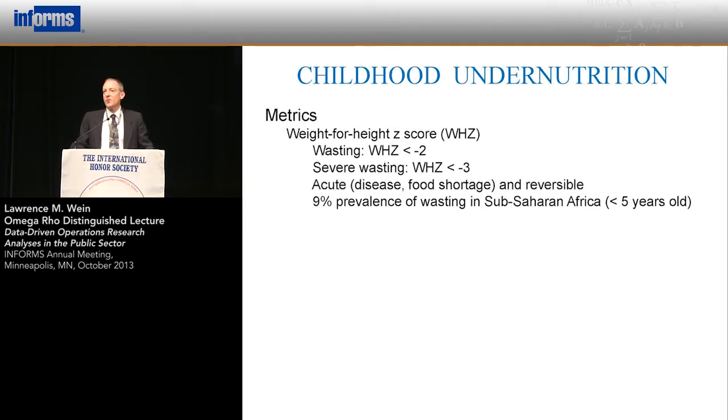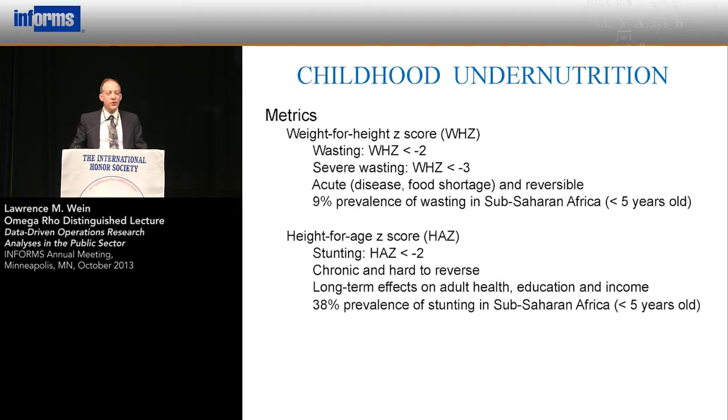And it's a z-score, from a normal table, so it tells you how many standard deviations above or below the mean you are. It turns out if you're more than 2 standard deviations below the mean in skinniness, it's called wasting. And if you're more than 3 standard deviations skinny, it's called severe wasting. This is typically thought to be due to a transient food shortage or disease, someone who hasn't eaten food for a long time. It's also thought to be reversible. About 9% of children in sub-Saharan Africa are wasted.